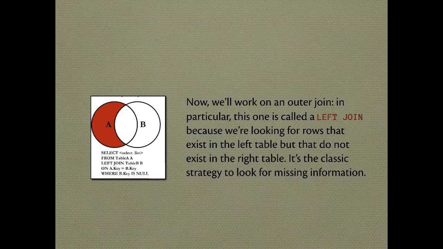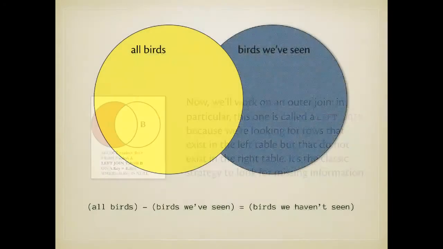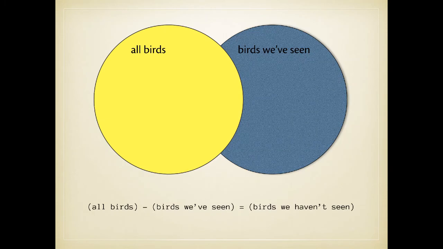So what we're going to do with a left join is we're going to join these two tables, and we're going to look for rows that exist in A, but that do not exist in B, right? Or to say it a different way, we're going to look for rows in the left one that don't match rows in the right one. And this is a classic strategy when we want to look for missing information. So the left join is our first really big step in ramping up our SQL fluency. So let's just talk through a couple of examples here before we get to the syntax.